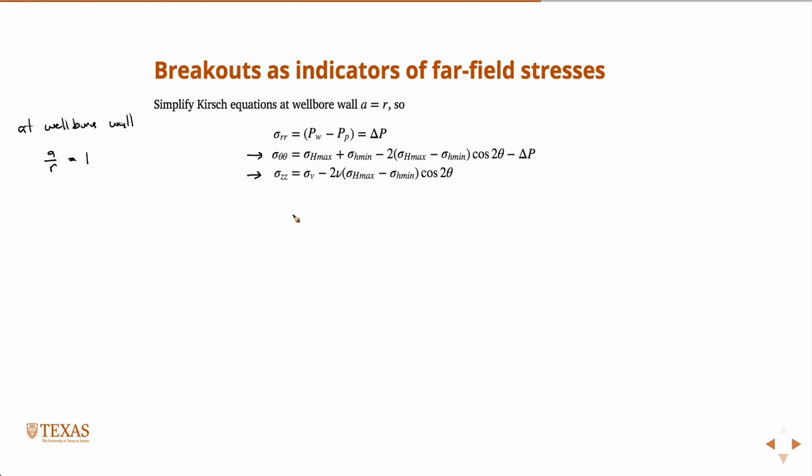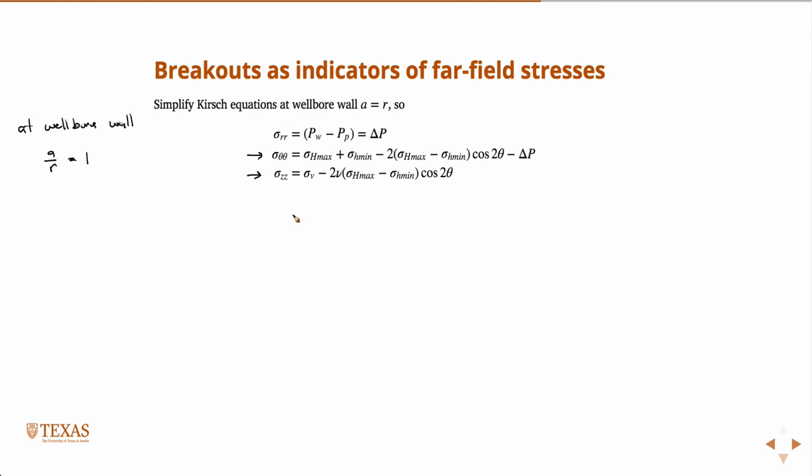And again, you can see that sigma theta does have a dependence on delta P. So if I increase delta P, I essentially increase sigma RR, and since there's a negative sign right there, if everything else is the same and I increase delta P, then this gets smaller. Okay.